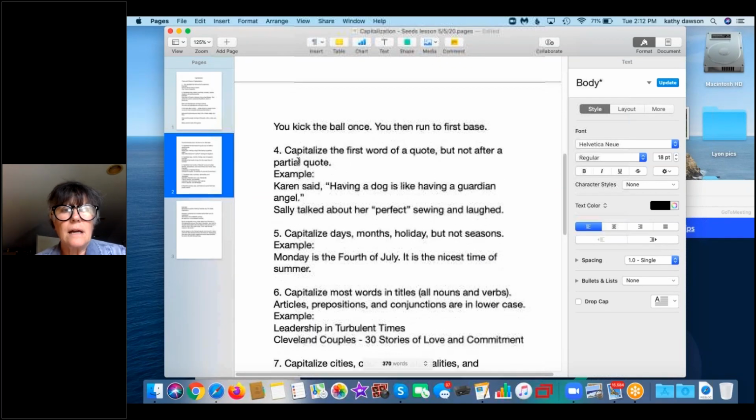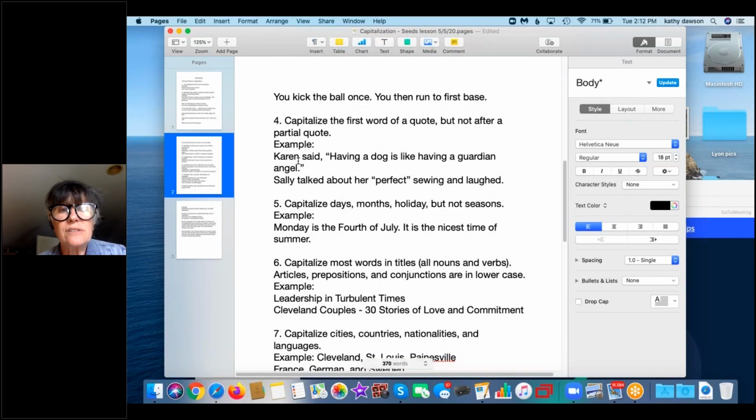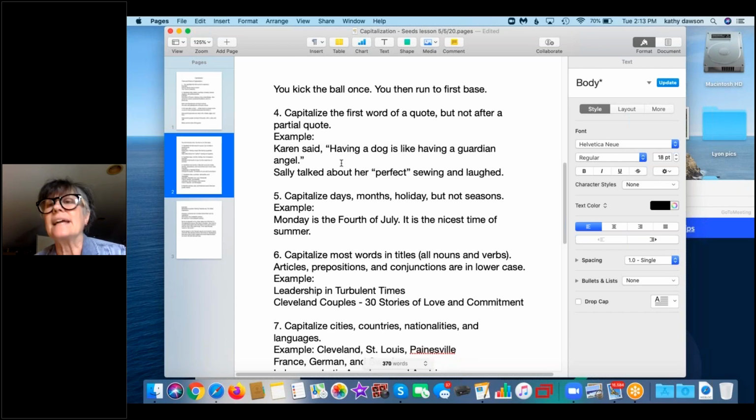Okay. Rule number 4: capitalize the first word of a quote, but not after a partial quote. So I'll show you the two examples. Here's a quote. Karen said, comma, then a quote mark. The first letter right after the quote is capitalized. Having a dog is like having a guardian angel, period, quote. When you're reading and you see quotes, that's what you're going to see. If someone is talking, it's a quote. Those are the two little marks on either end of the statement, that kind of curve.